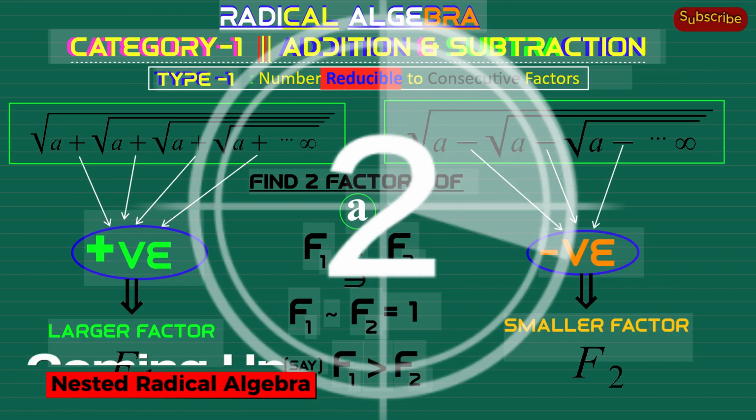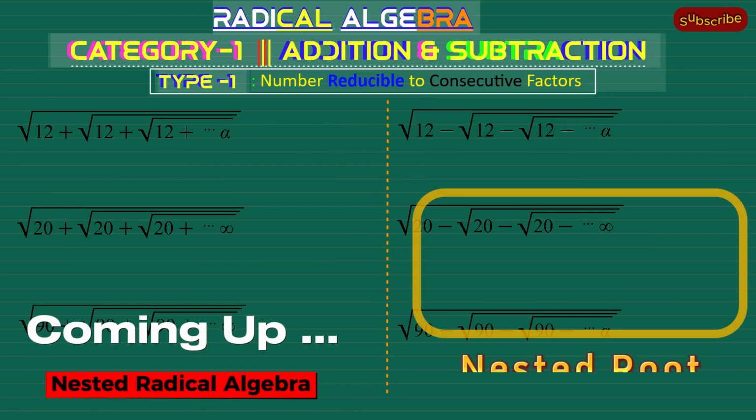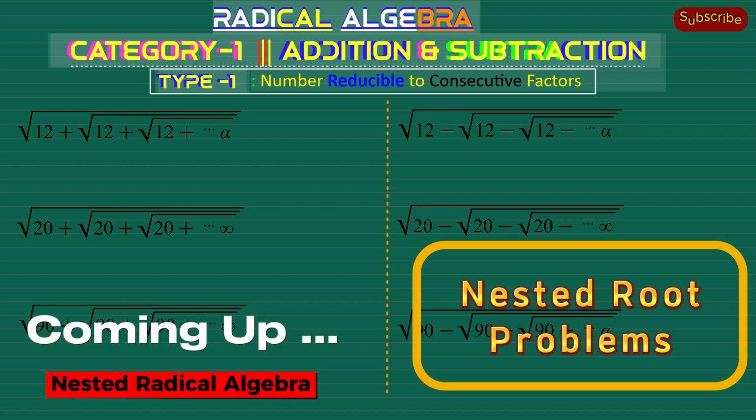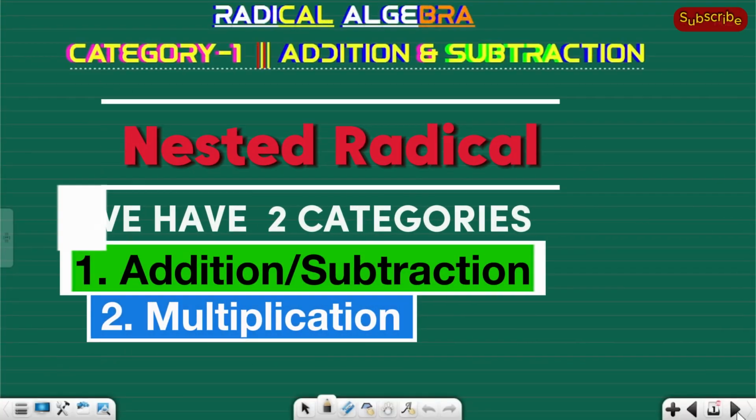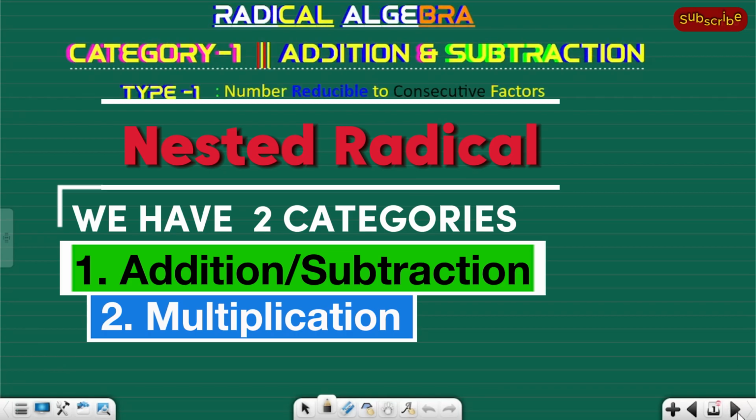Today's topic is radical algebra. Such questions are asked in SSC, CGL, Bank PO, Civil Service Aptitude Test, Railways exam, and various other state PCS exam. Let's begin. Category: we have two categories, addition and subtraction.